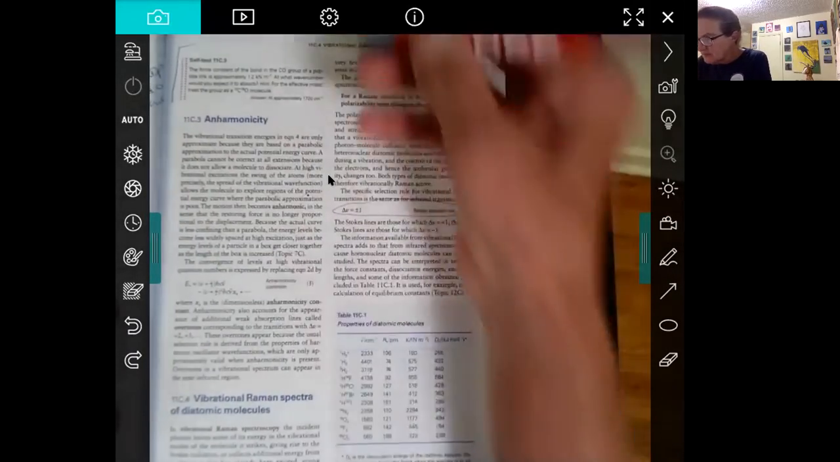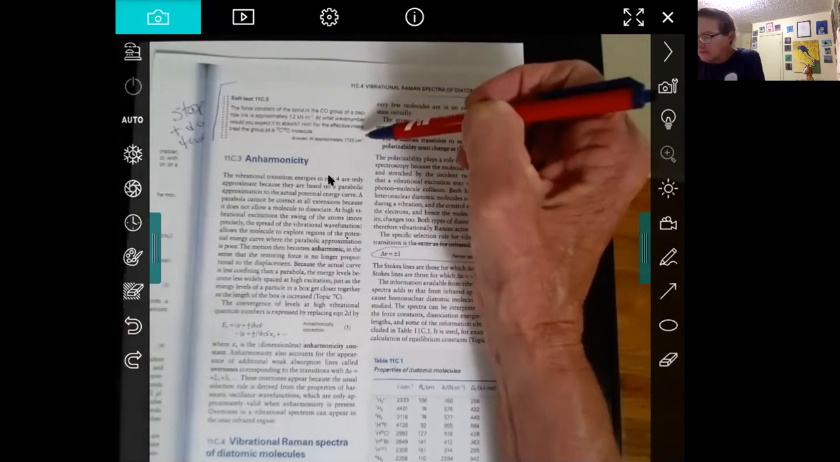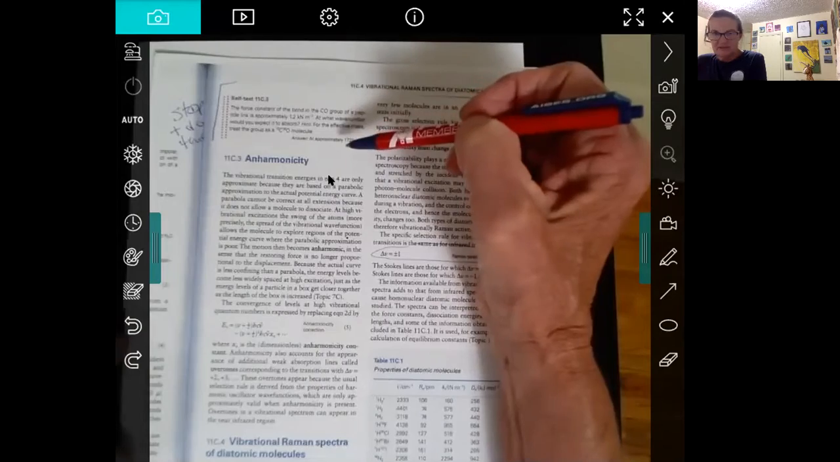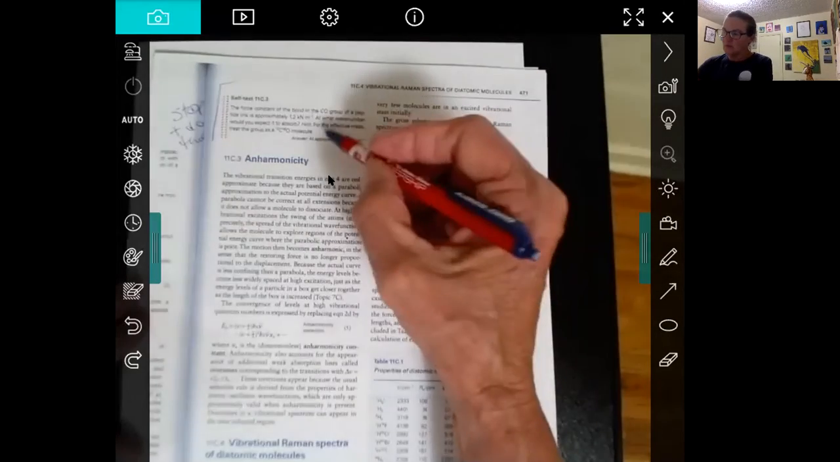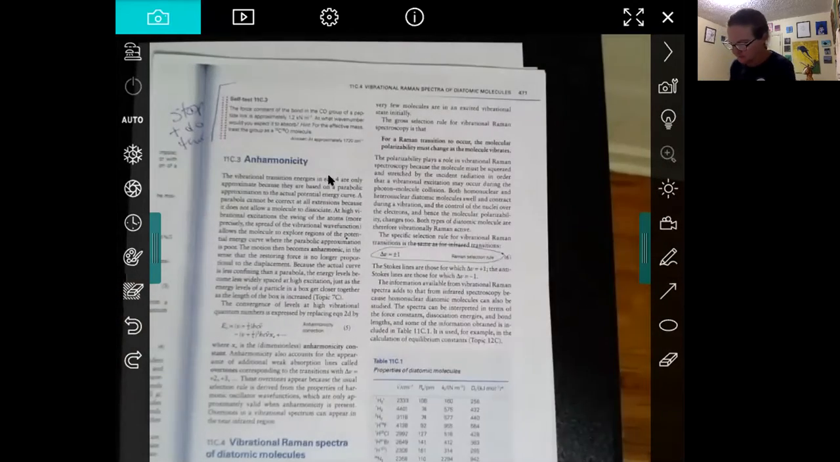First, take a minute, stop, and do self-test 11C.3. It just looks at calculating what the wave number is based on that equation I just showed you. So what is the frequency of light in wave numbers that corresponds to this transition?